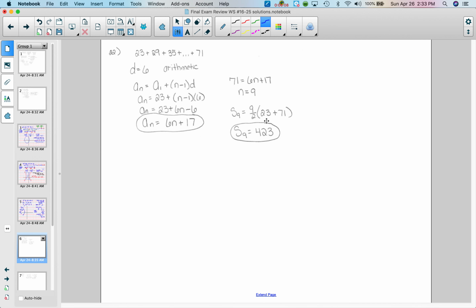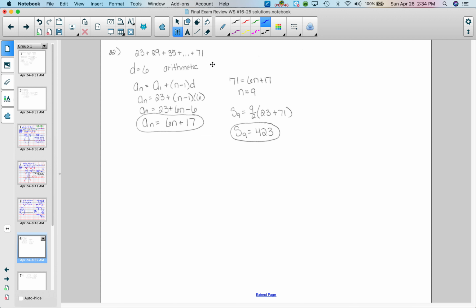All right, number 22 dealt with a sequence. And in this particular sequence, you can see you are adding 6 each time, which makes it arithmetic. So then if you go to your formula sheet, which you'll want to have handy, we have a sub n equals a sub 1 plus n minus 1 times d. And by the way, we are looking for the sum. So we had to use that in a little bit. So if I plug in 23 as my a sub 1, we know d is 6. And I did a little, what did I do over here?